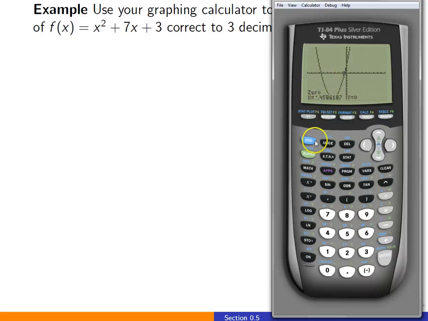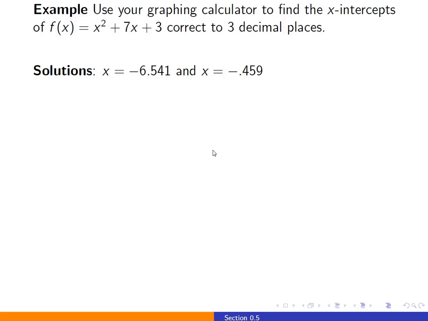Now there's one more 0 to find, so we play the same game again. Second, calc, down to 0, enter, and we scroll over. We need a left bound, so to the left of the 0, right bound, to the right of the 0, and then hit enter. So correct to 3 decimal places, minus 6.541. So our 2 solutions.